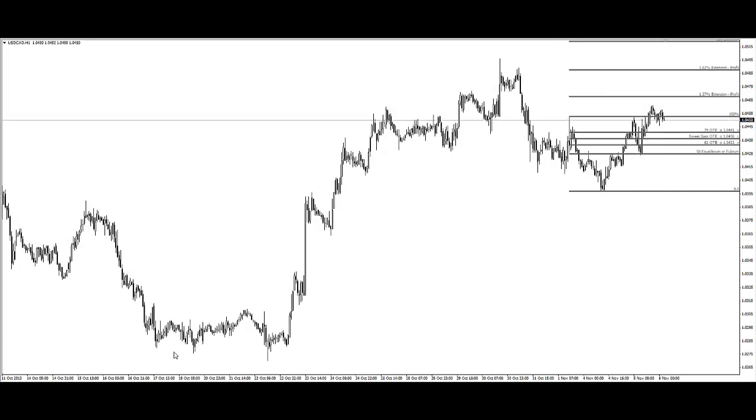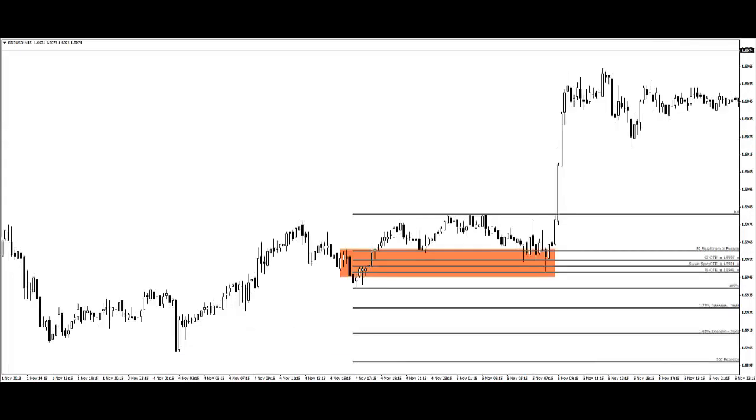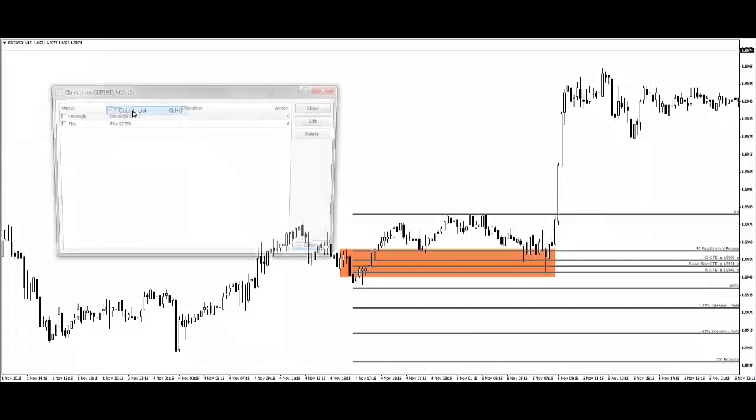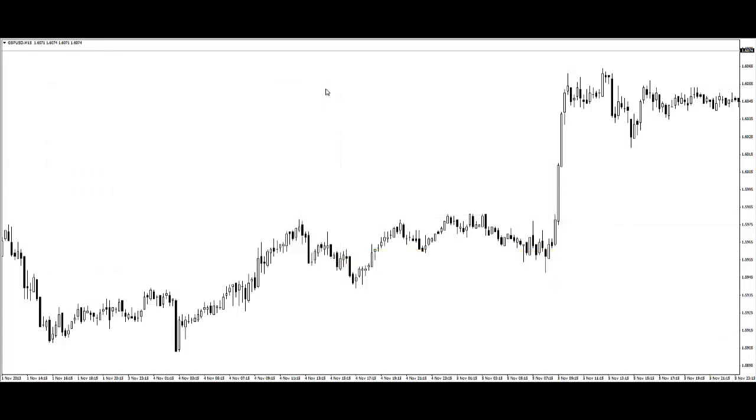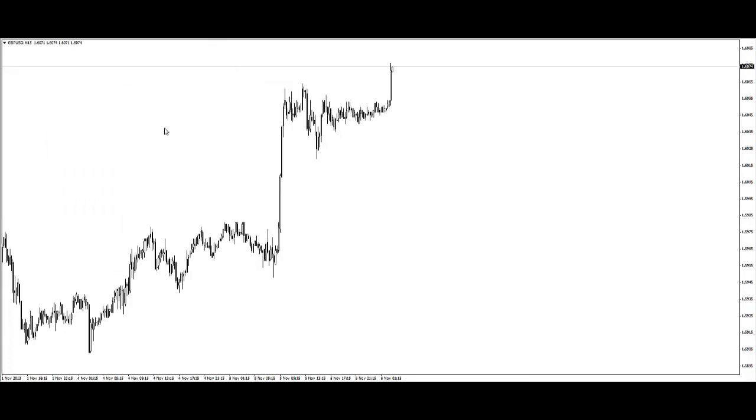The next pair we're going to look at is the British Pound USD. And here you go, here's a nice order block and then a reaction of it. This was put on the charts in advance, and you can see the reaction of price afterwards. But we're going to look at taking this fib off, and we'll take the rectangle off. Zoom out a little bit.